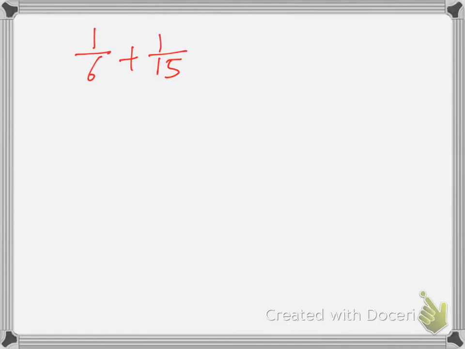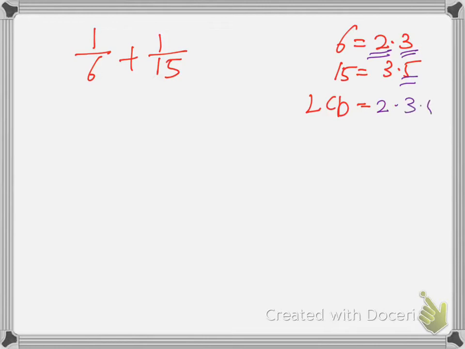So we have 1 over 6 plus 1 over 15. What's the LCD of 6 and 15? We have to factor 6. That's 2 and 3. And 15 is 3 and 5. So what's the LCD? We choose the different prime numbers, so it's 2 times 3 times 5. This one has 6, 2 times 3. Also has 15, 3 times 5. So we just put different prime numbers together to make the LCD. And this is 5 times 6, which is 30.